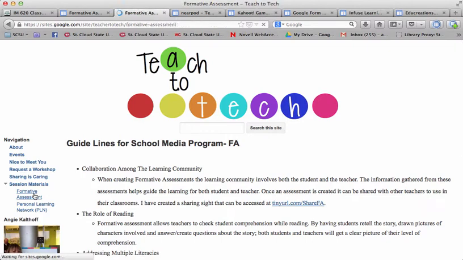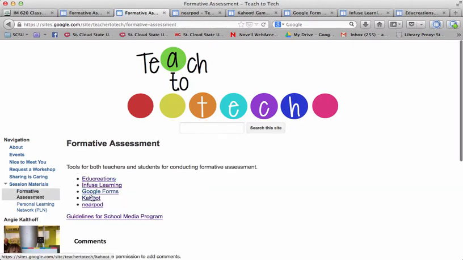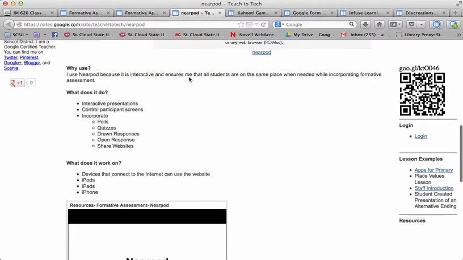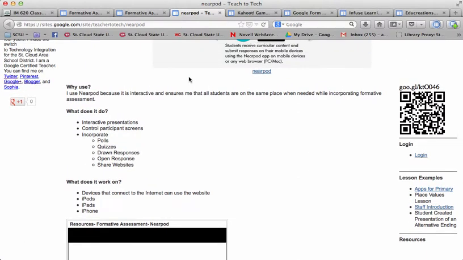And if you go back to formative assessment, it's a landing page with all of the different tools to use. I'll start with Nearpod. Nearpod is a great tool to use because it allows students and teachers to create a presentation and put it on the participant's screen and control access to what they're seeing so that everyone's seeing at the same time. And you're also able to embed formative assessment right into it.